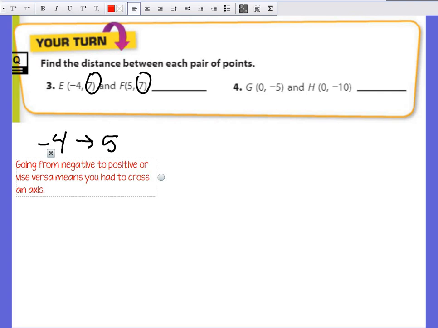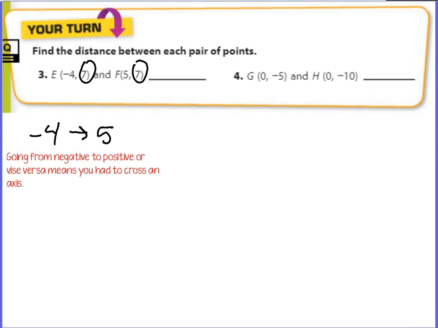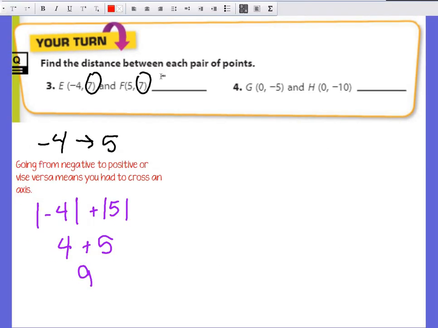So since I had to cross an axis, I know that I'm going to add my absolute values. So I have the absolute value of the -4 plus the absolute value of the 5. I had to move 4 spaces to get to that axis, to get to that 0, and then I had to move another 5 spaces to get to my new point, meaning the distance between those 2 points is 9 units.